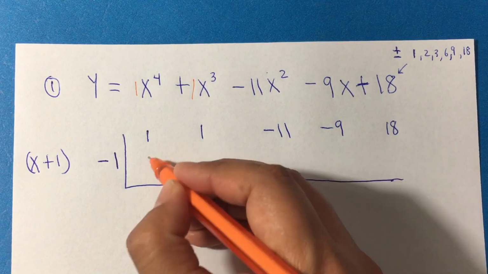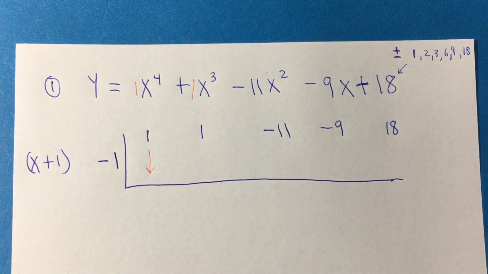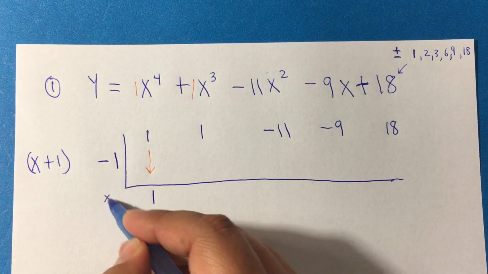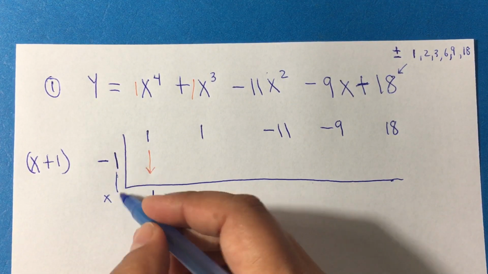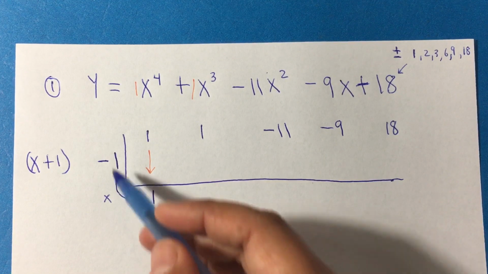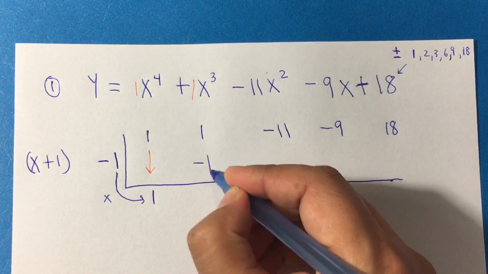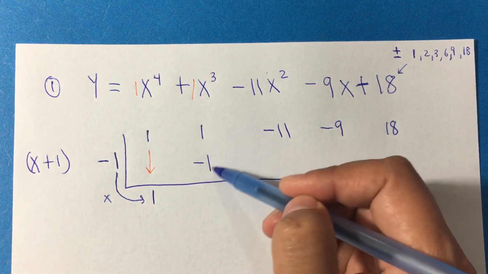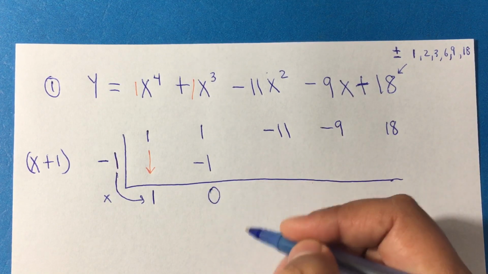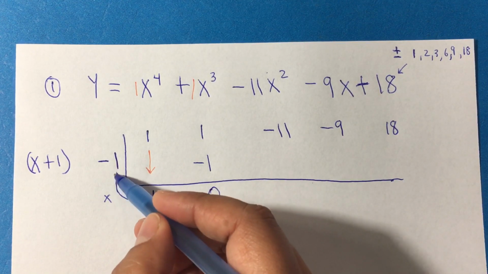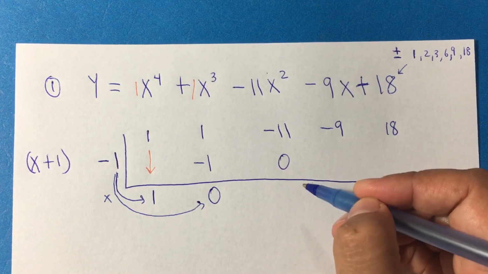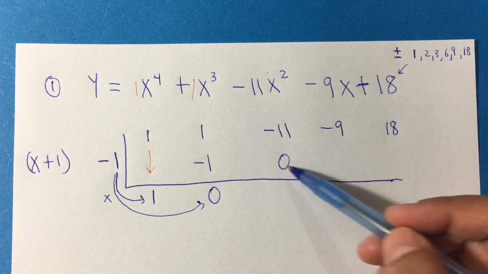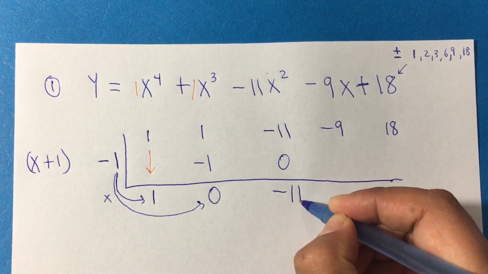The first thing that you want to do is bring this down. So you just bring it down the way it is, and then start multiplying the opposite of this in here, which is negative 1, times 1. So negative 1 times 1 is negative 1. I combine this, so 1 minus 1 is 0. I do the same thing for that one. So negative 1 times 0 is 0. I combine this, and negative 11 and 0 is negative 11.